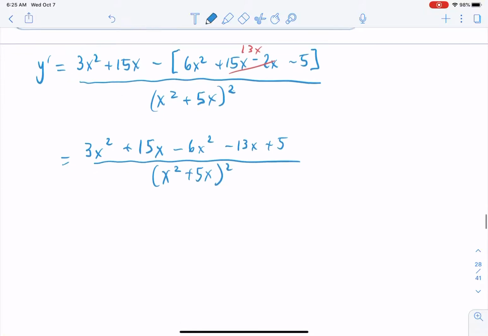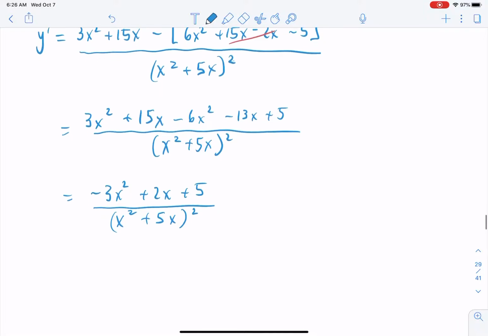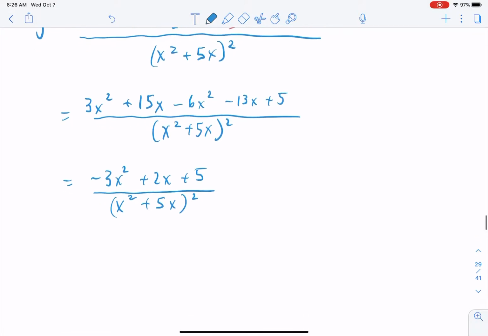And then can we combine some like terms? I think we can, because across the top we've got some x squareds here, so negative 3 of them, and then a positive 2x, okay, and then a plus 5. Can that factor? No, I don't know. I'm not sure I care, especially since if it did factor, chances are the top and the bottom aren't going to share a common factor for me to be able to cancel out. So I'm good with it like that.